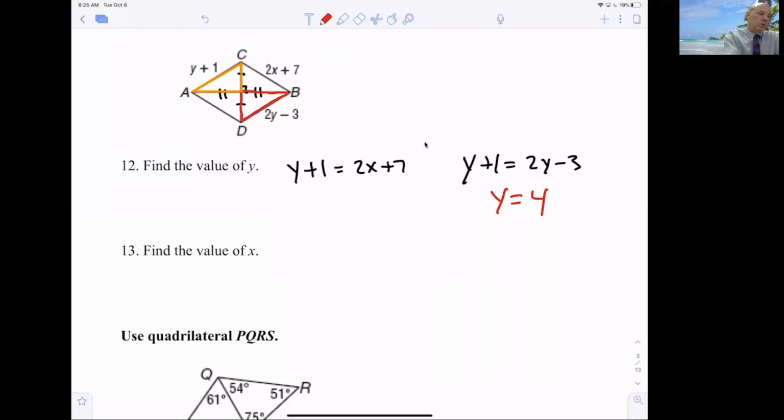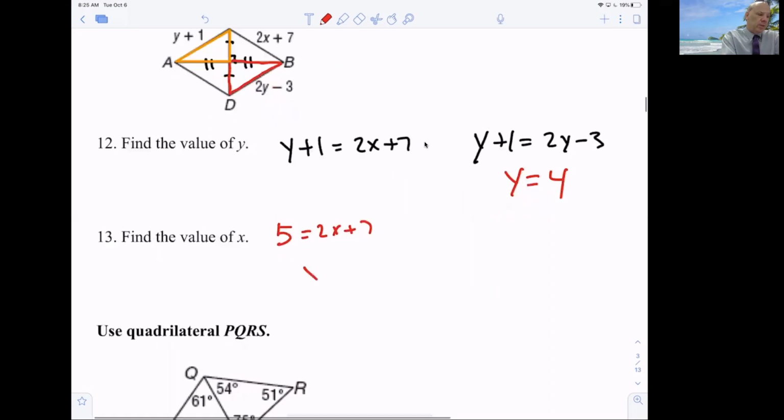So if y is equal to 4, then AC is what? So 5 is equal to 2x plus 7. Everybody agree with that? And so x is equal to what? X equal to -1.